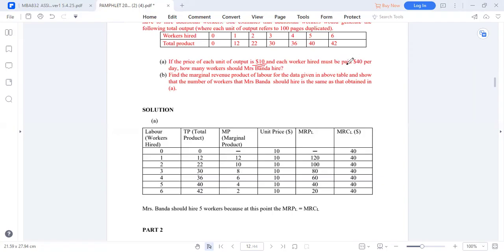Then we are told that the marginal resource cost, or the wages that are being paid, is 40 kwacha. So you put 40 kwacha throughout. Now, this is the marginal revenue product. This is the marginal resource cost. So can you tell me how many workers Mrs. Banda should hire based on what I've taught you? How many workers must be hired? What are you going to look for?